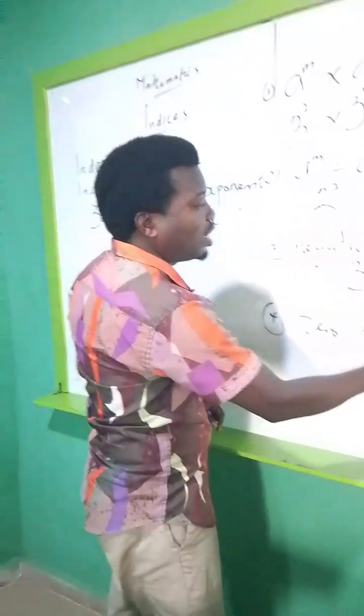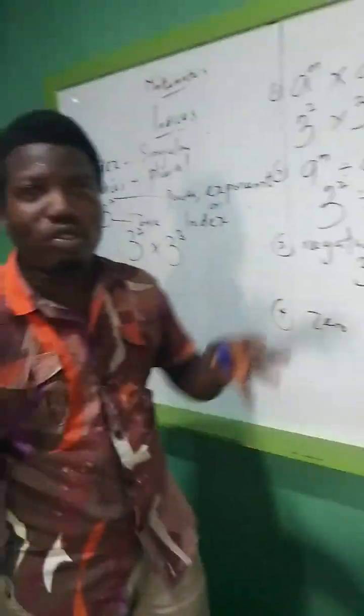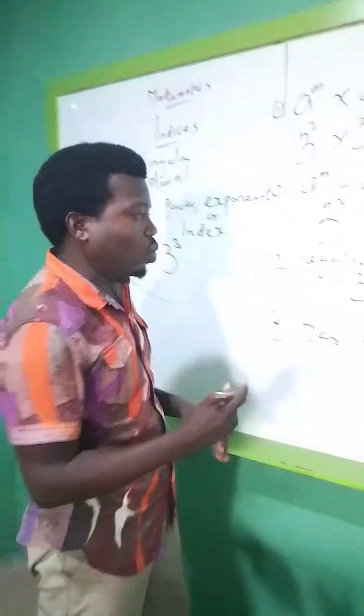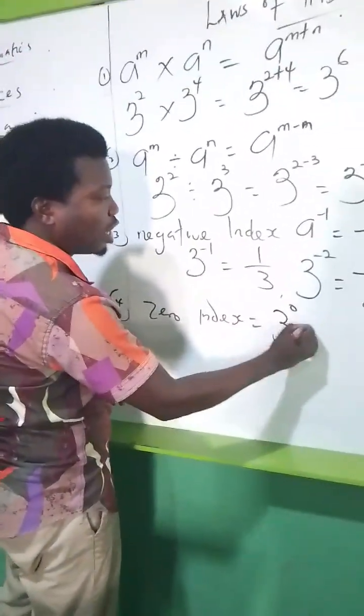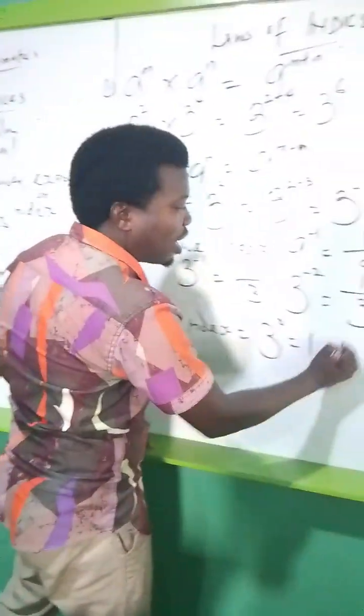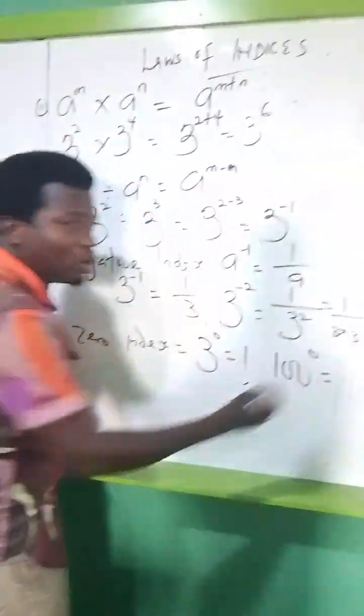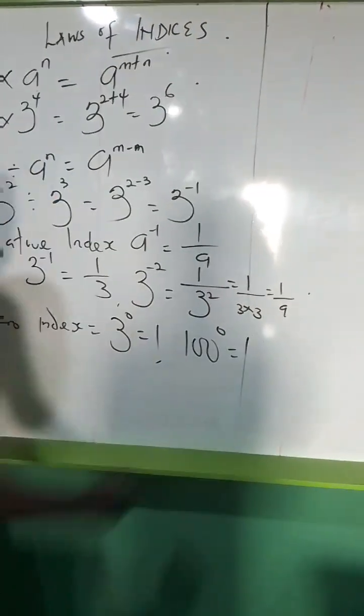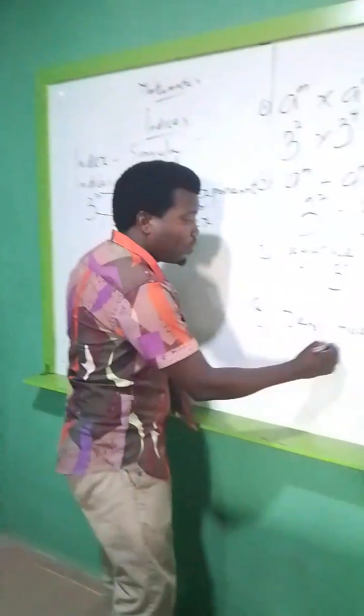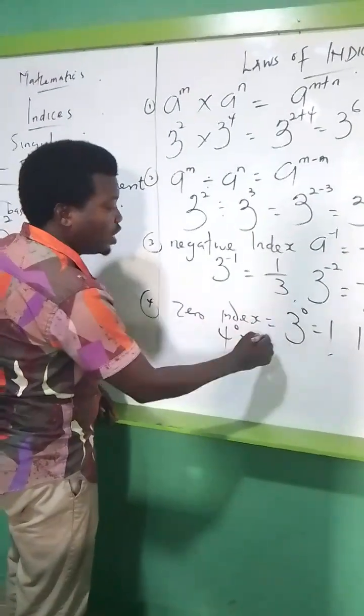So the next one we have is the zero index. The zero index means any number raised to the power of 0 will give us 1. If I have 3 raised to the power of 0, it gives me 1. If I have even 100 raised to the power of 0, it will give me 1. If I have 4 raised to the power of 0, it will give me 1.